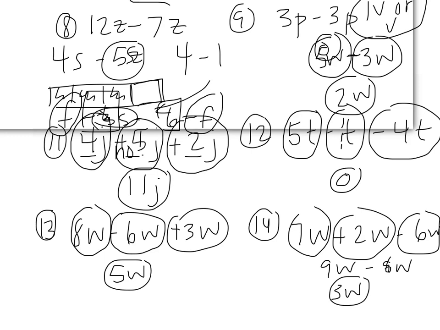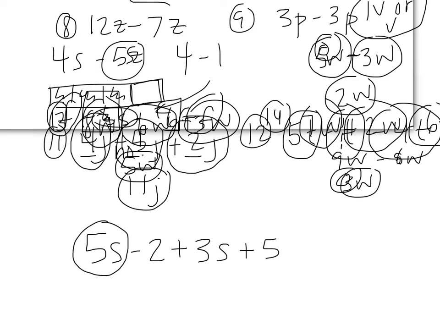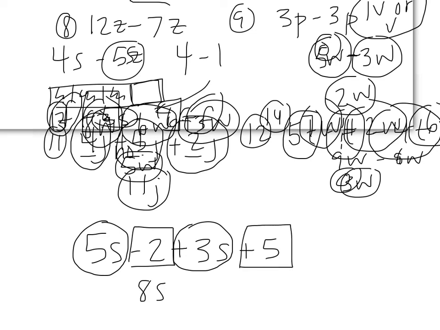Okay, so I'm going to scoot this, and I'm going to show you one other thing. What if all your terms aren't the same? What if I have 5s minus 2 plus 3s plus 5? Okay, and we're going to do this tomorrow. So 5s and 3s are alike. That gives me 8s. Negative 2 and positive 5 are alike. Negative 2 plus 5 would be positive 3. And then you would have to leave it like that. Okay, so just a preview of tomorrow.